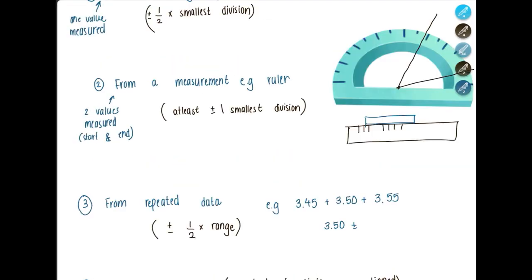We can reduce uncertainty by fixing one end of the ruler. For example, if this is 0 and we just keep our object here, so we are only measuring from one side, you have one measurement, so that will reduce the uncertainty.